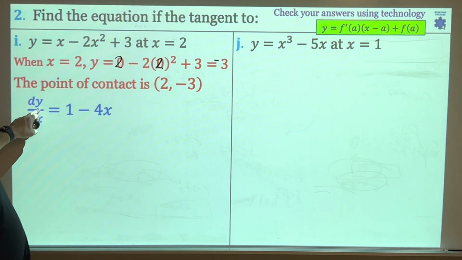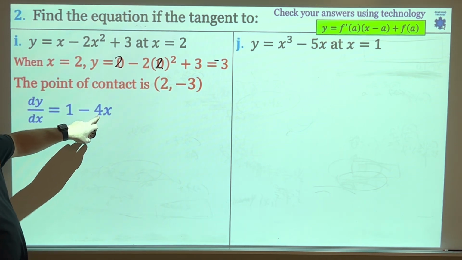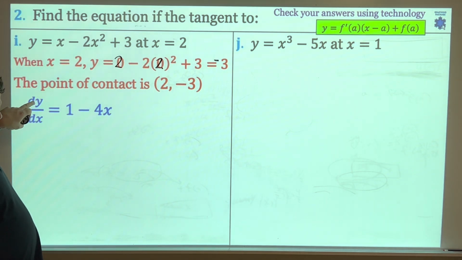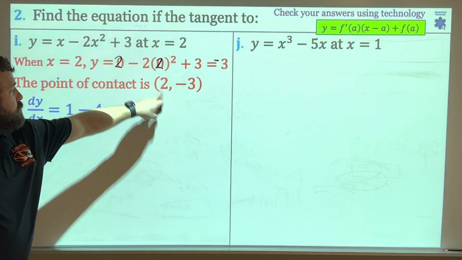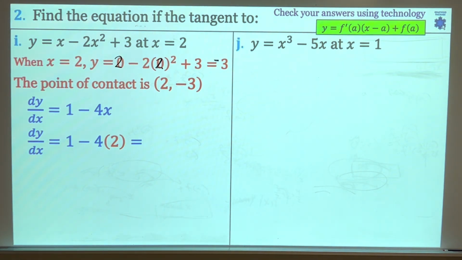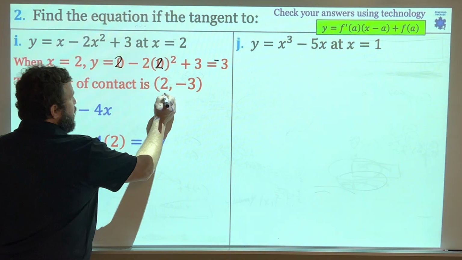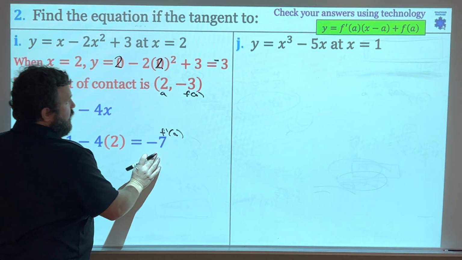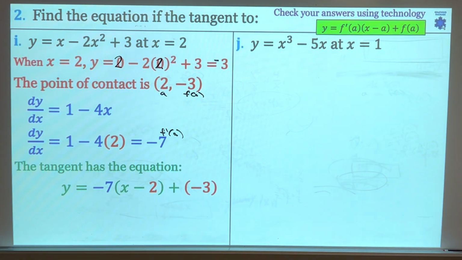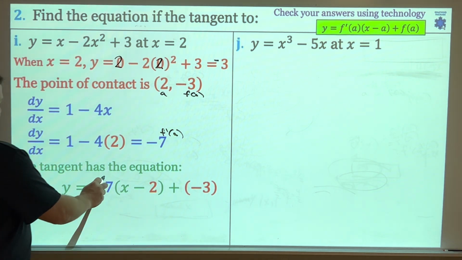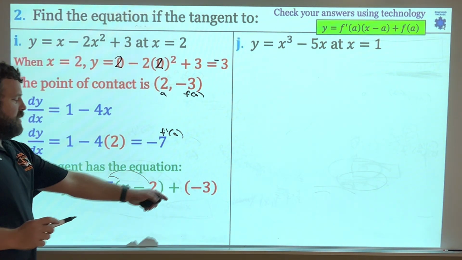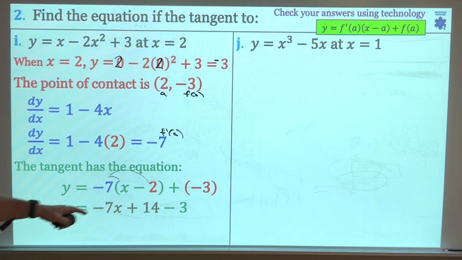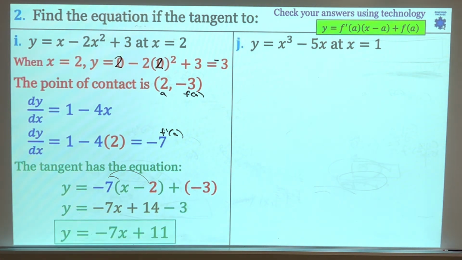So, take the derivative of this, you get 1 minus 4x. You're going to take f prime, you're going to type in your 2. 1 minus 4 times 2, which is 1 minus 8, which is negative 7. Okay, so in this case, this is my a, this is my f of a, and this is my f prime a. Those three all go in there. So you got negative 7 times x minus 2 plus the negative 3. Distribute the negative 7. Negative 7x plus 14 minus 3. 14 minus 3 is negative 7x plus 11.